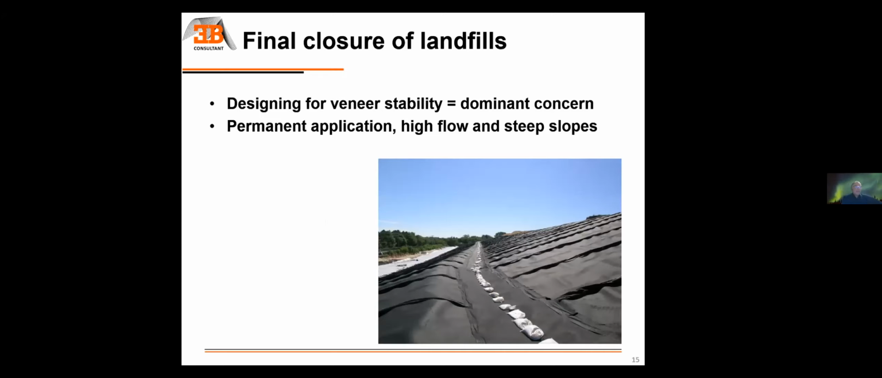Final closure of landfills, any capping application will require to have a drainage. In that case, the drainage obviously must be able to capture the rainfalls, but a lot of the design will be related to the veneer stability. So for this application, we often have relatively high flows, which are calculated, and relatively steep slopes. The steeper the slope, the more material is under the liner. And with that, it's an interesting condition for design.